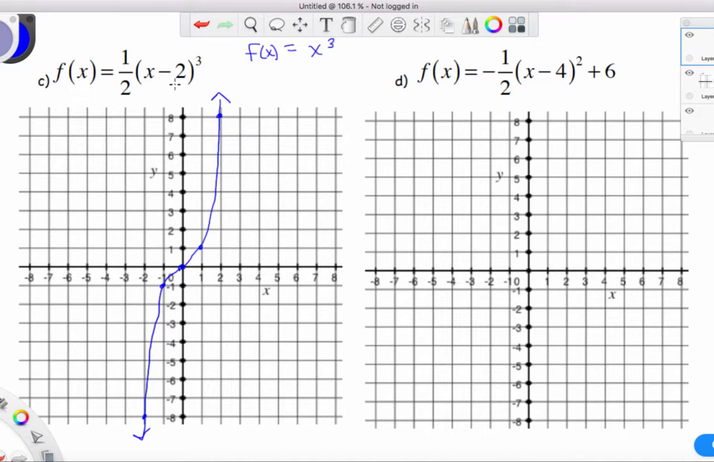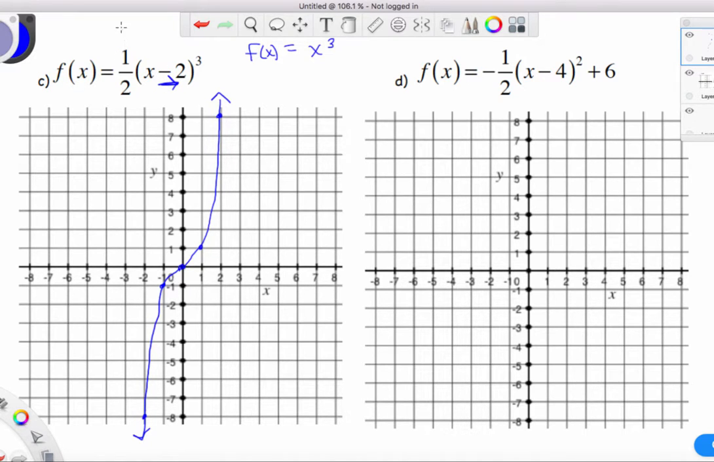I have a -2 on the inside of the function, which means I'm going to go to the right 2. Remember, when you add or subtract numbers on the inside of your grouping symbols, or any symbol, your fraction bar, your radical symbol, your absolute value symbols, if it's on the inside, it's opposite movement of what you think it should have, so it's to the right 2.